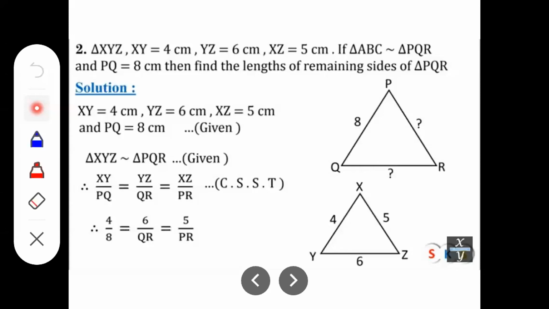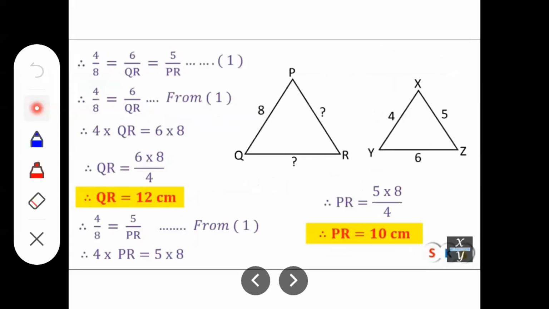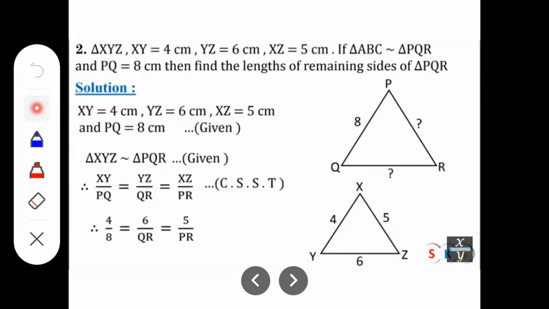Second one here, we have to find the values. Here also is triangle XYZ, and for that triangle the values are given. In the diagram, you can see XY is given as 4, YZ is given as 6, and XZ is given as 5.